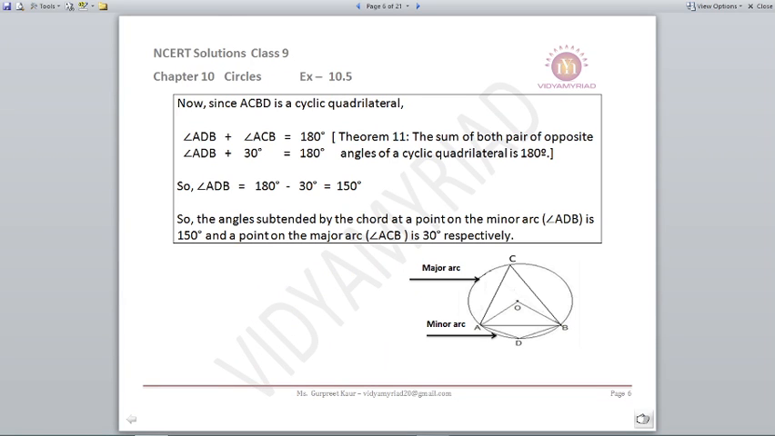Now we know ACB is 30 degrees, we need to find out angle ADB. Using the cyclic quadrilateral property, the sum of opposite angles is 180 degrees, which means angle ACB plus angle ADB will be equal to 180 degrees. We already know ACB, so we can find ADB by subtracting from 180 degrees. ADB comes out to be 150 degrees. So on the major arc, angle ACB is 30 degrees, and on the minor arc, angle ADB is 150 degrees. Both of their sums come out to be 180 degrees.